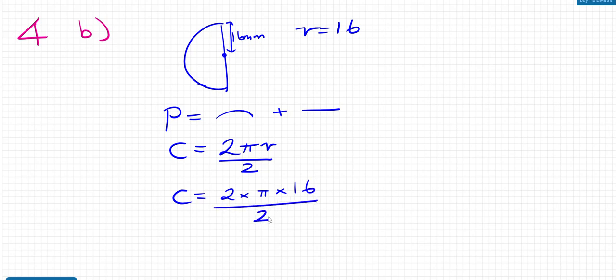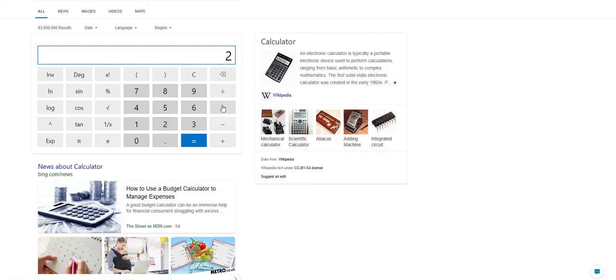Divide that by 2. Now we can use a calculator for this question. So you can just put that all into your calculator. So 2 times pi times 16. I'll just push equals. That's my numerator, the top part. And then I'll divide it by 2. So there's my number.